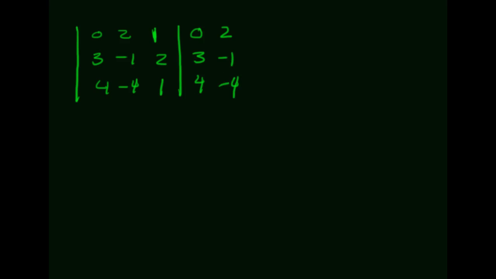And then I'm going to go down on a diagonal. So let's say I have 0 times negative 1 times 1, that's 0. 2 times 2 times 4, so it's 2 times 4, 16. And then, let's see, that's going to be negative 12.